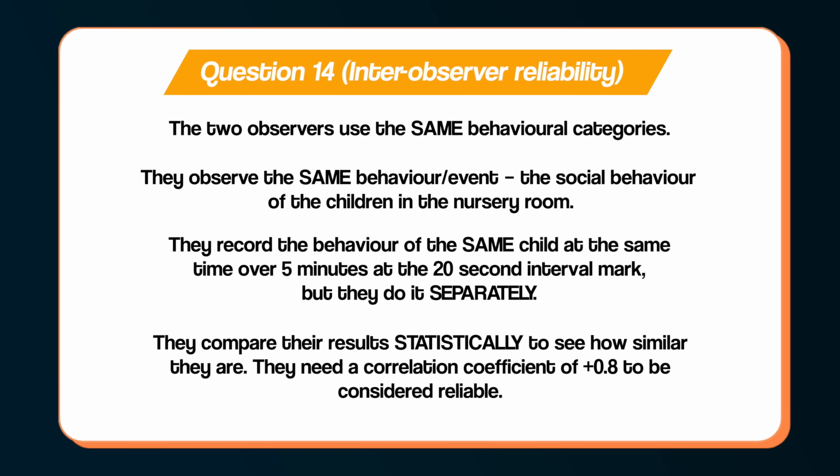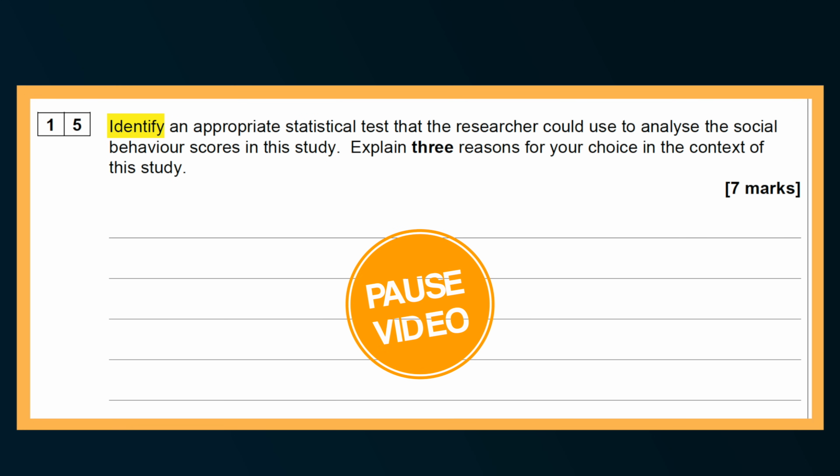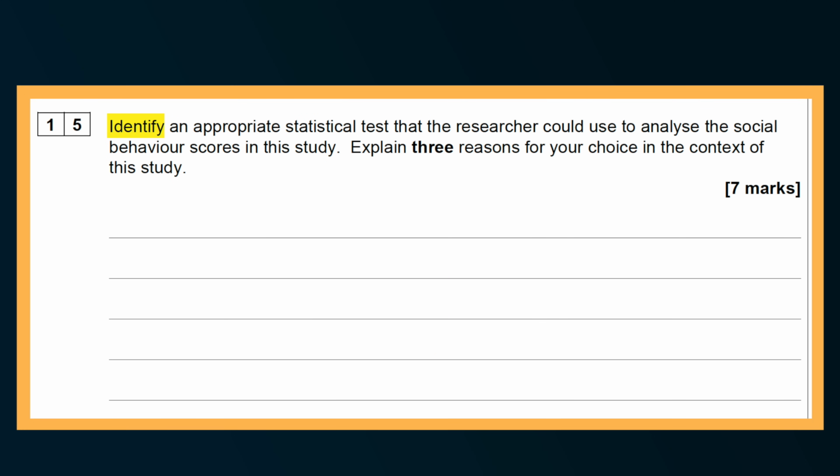Notice it's the same behavioural categories, observing the same event at the same time, but they do it separately, then do a statistical test to check how similar they are. Question 15 says, identify an appropriate statistical test that the researcher could use to analyse the social behaviour scores in this study. Explain 3 reasons for your choice in the context of this study.